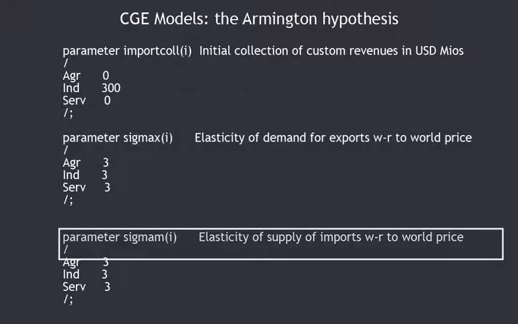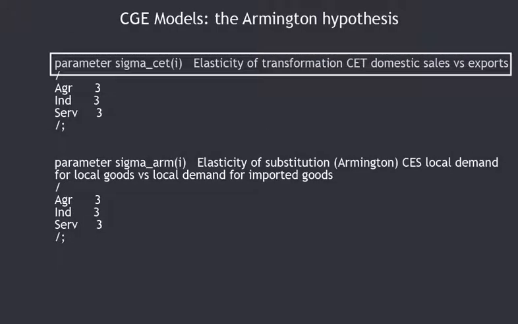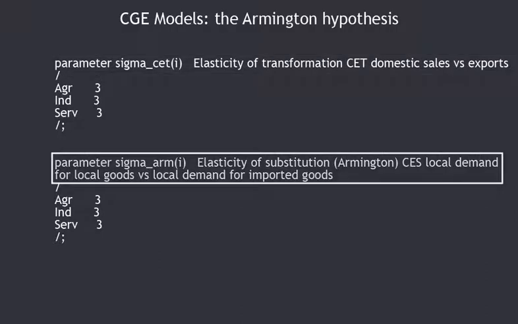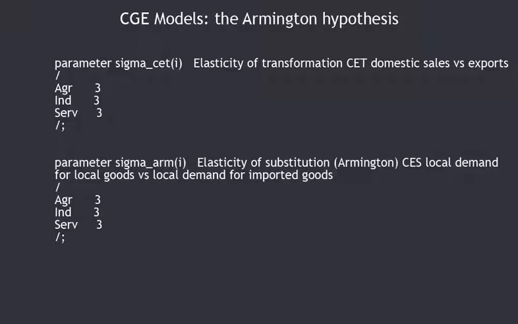Then the elasticity of supply of imports with respect to world price, which is called sigma m in sector I. You also need the elasticity of transformation of the CET, domestic sales versus exports, so it is sigma CET, and the elasticity of substitution of the Armington, the CES, this is sigma underscore arm.